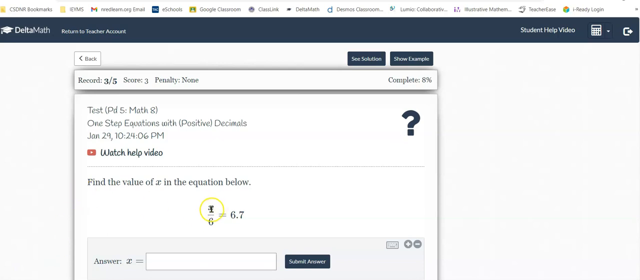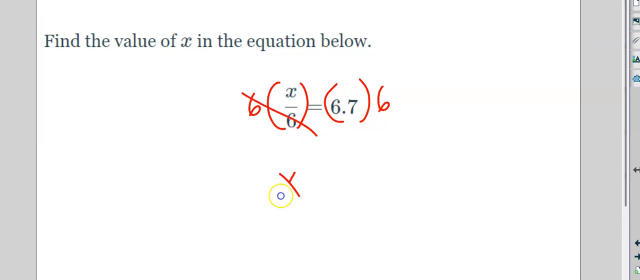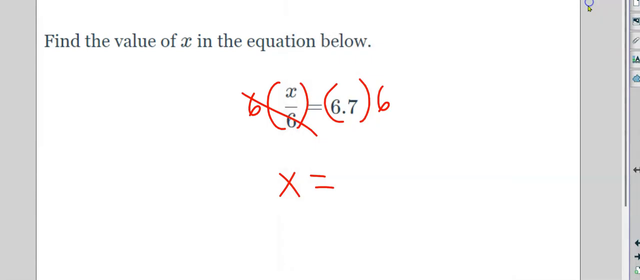In this question, you see the variable x is being divided by 6. The inverse of division is multiplication. So I'm going to multiply the left side and the right side by 6. I'm going to use my calculator to finish computing this. 6.7 times 6 is 40.2, and we'll type that in.